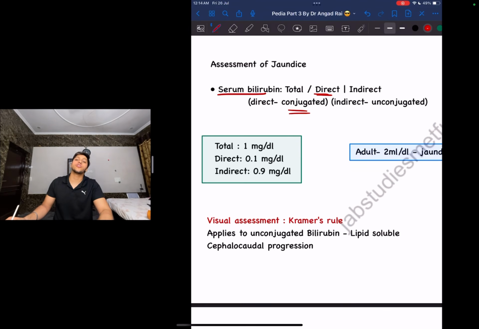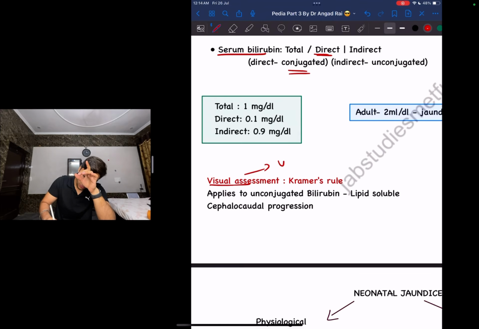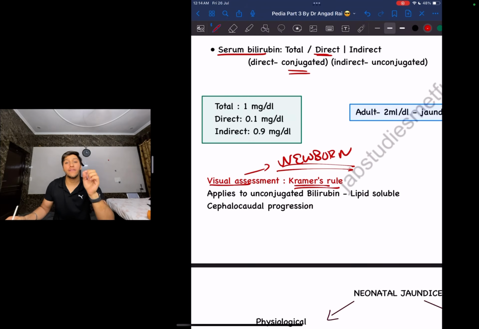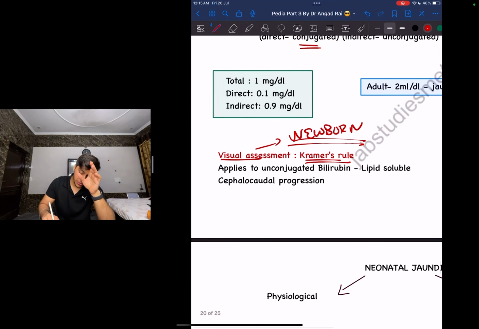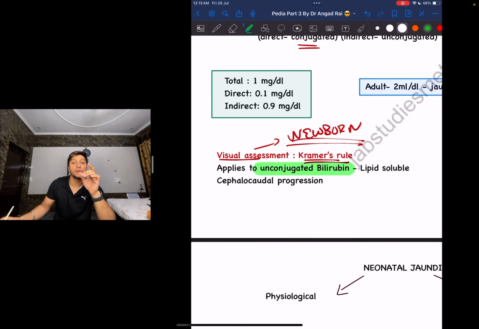Normally, the total value of bilirubin is going to be 1 milligram per deciliter: indirect is 0.9 and direct is 0.1. In adults, when you see jaundice in the sclera, it is usually around 2 mg/dL. But now we are talking about visual assessment in newborns. Guys, in newborns you have a rule, Kramer's rule, based on assessment of color from top to bottom, cephalocaudal in nature. What you have to remember is this only applies to unconjugated bilirubin, which is indirect.